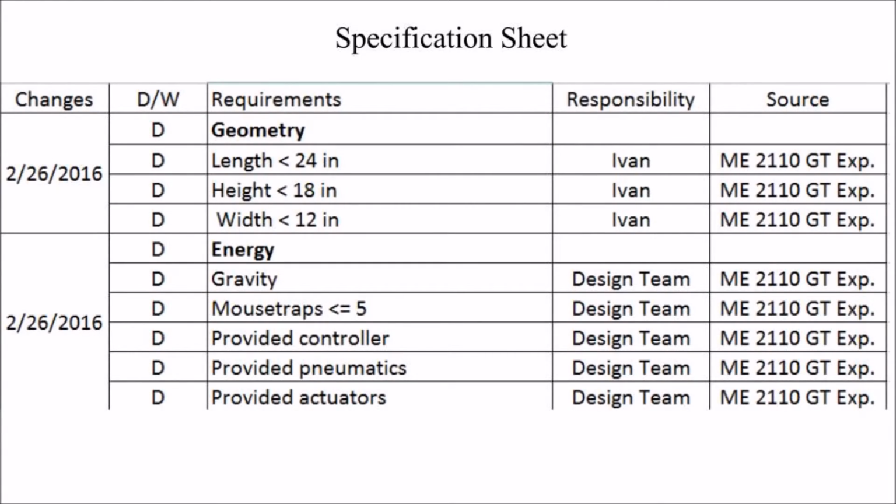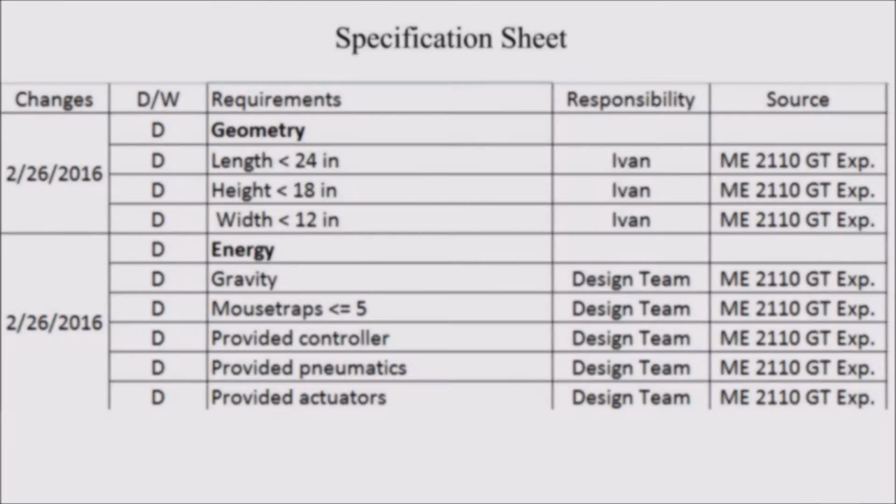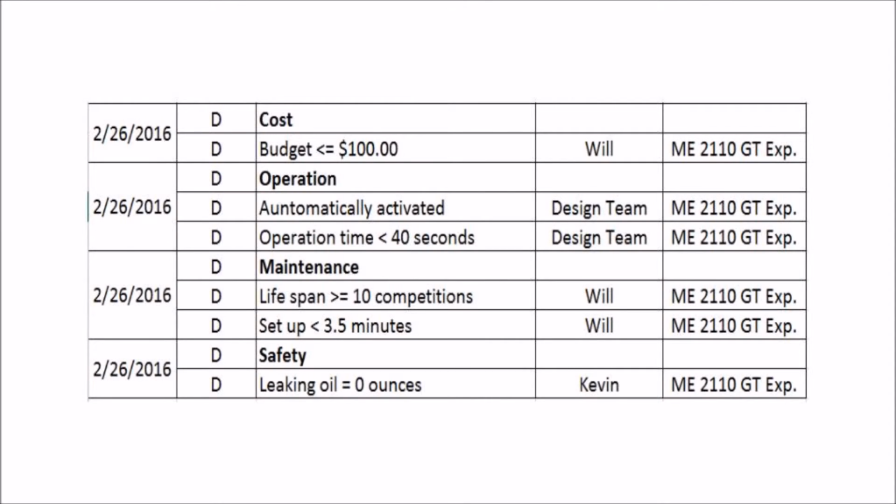Finally, a specification sheet was developed using the House of Quality as well as the rules set out by the project outline. The most important specifications being the size, being able to fit in a box 1 foot by 2 feet by 1.5 feet, as well as the energy that's allowed to go into it, which is the mouse traps, the provided pneumatics, the controller energy, as well as gravity.